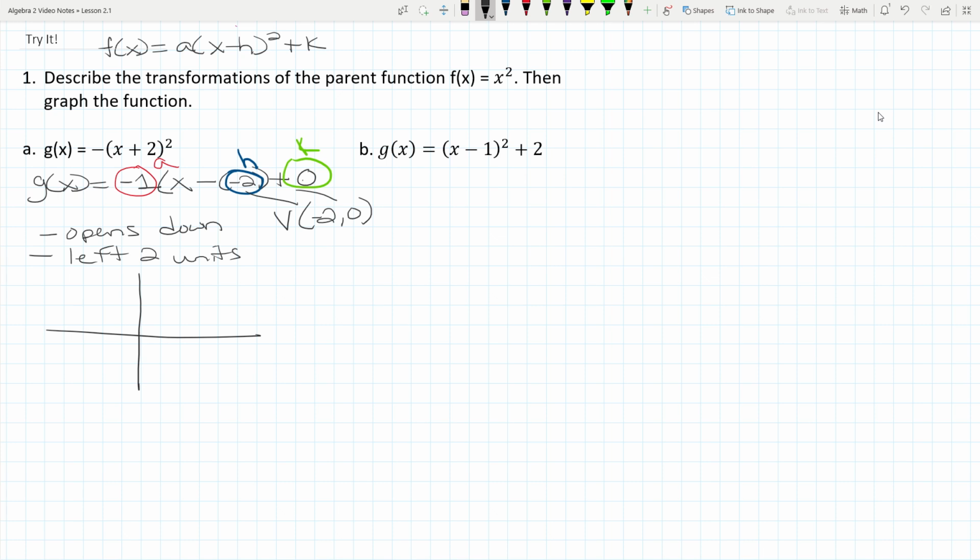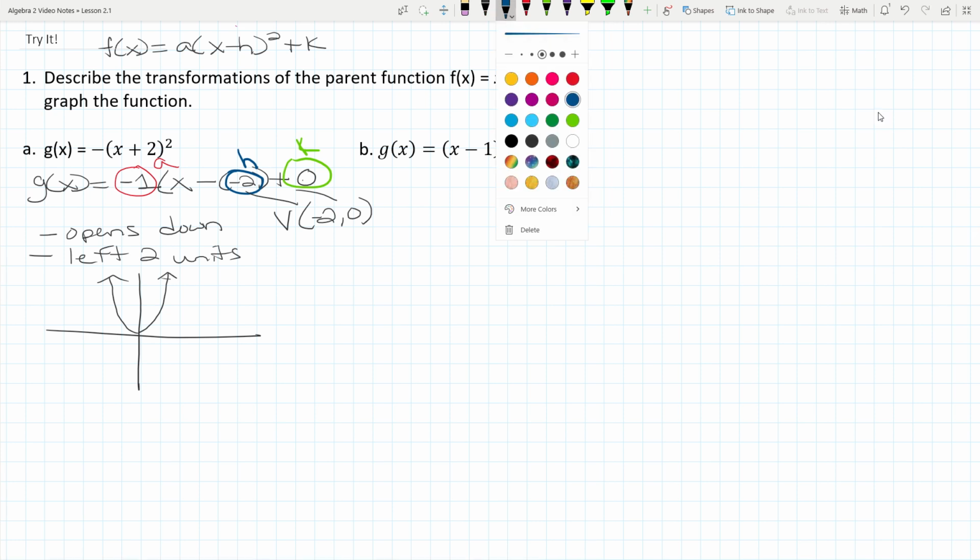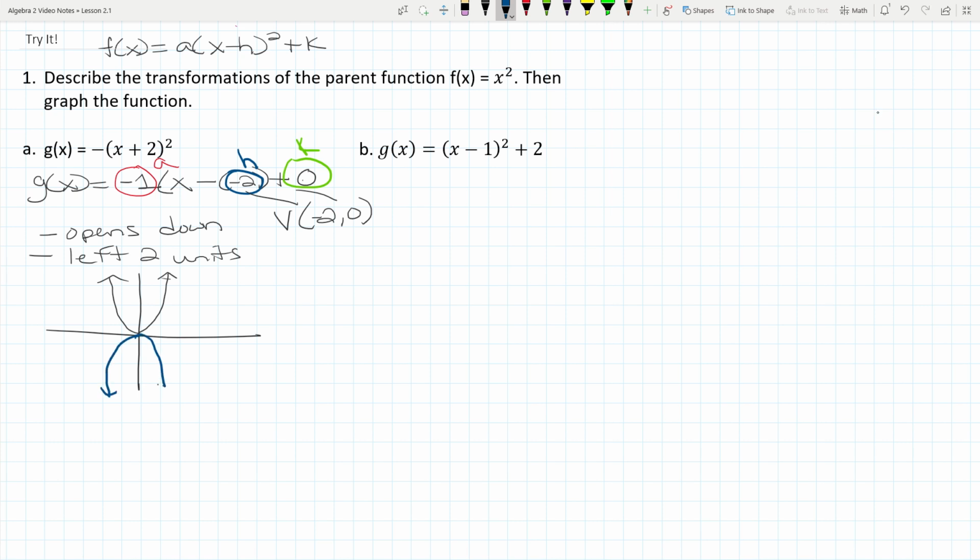So this is going to be the normal graph. And then it opens downward. So it goes like this. And then it shifts to the left 2. So we're going to shift it to the left 2. So 1, 2. And there's my graph. So that's my final graph. Okay, pretty straightforward. It's just a quick sketch. Now let's look at the next one.